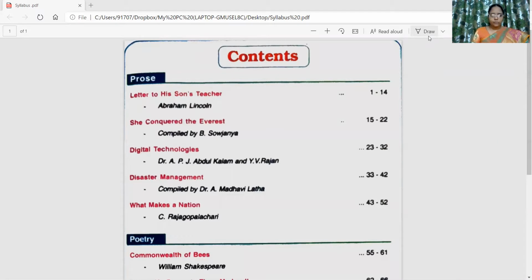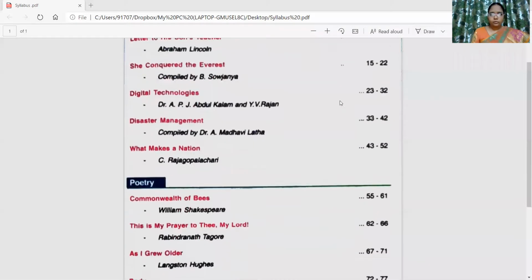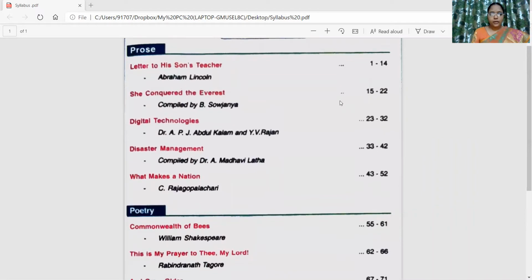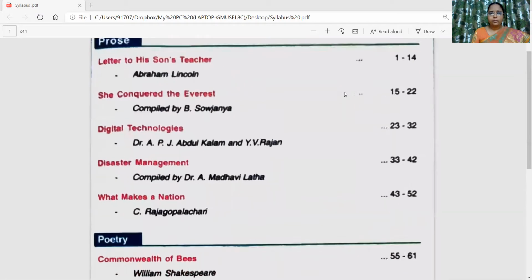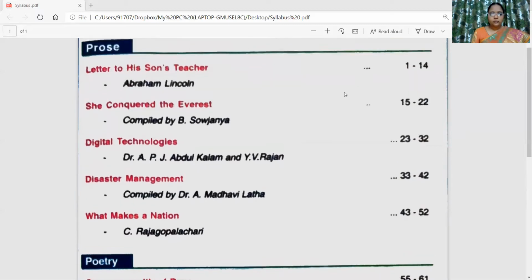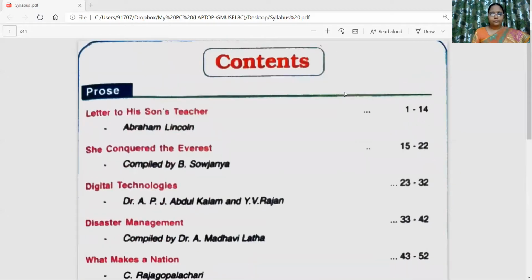In English, you'll have prose, poetry, non-detail, and grammar. Usually prose, poetry, and non-detail question and answers you'll have for the 40 marks. The remaining grammar topics are for the 60 marks. So you'll have more grammar topics in the first year. The second year, the syllabus is totally different, students.